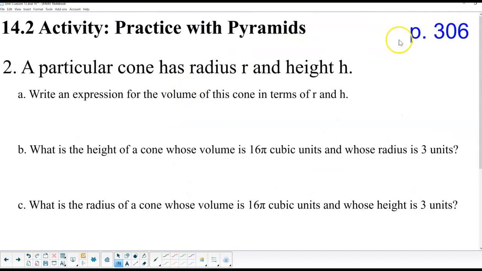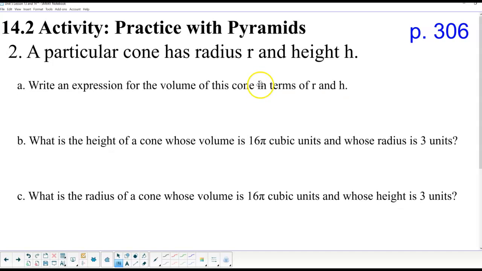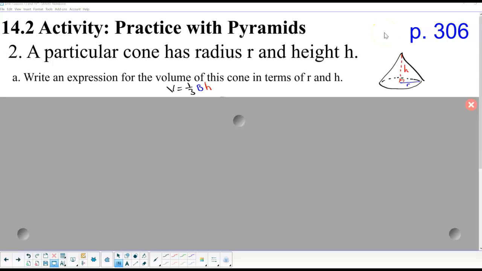All right, I'd like you to try page 306. We're going to start with 4.2, number 2. A particular cone has a radius of r and a height of h. I'd like you to answer parts A through C right now. We'll press pause on the video and then reveal the answers.